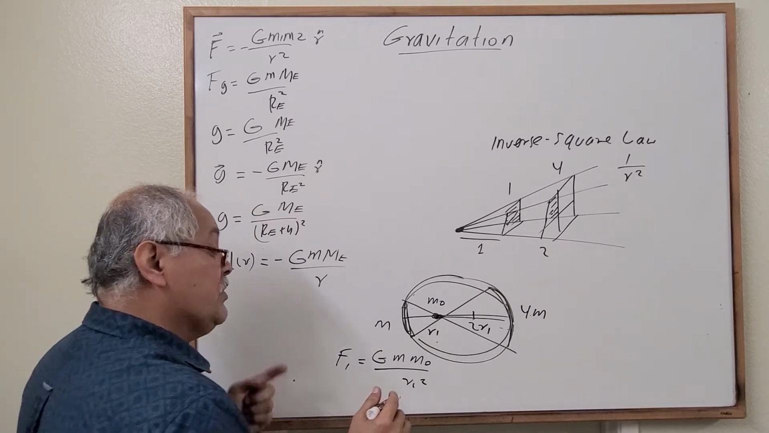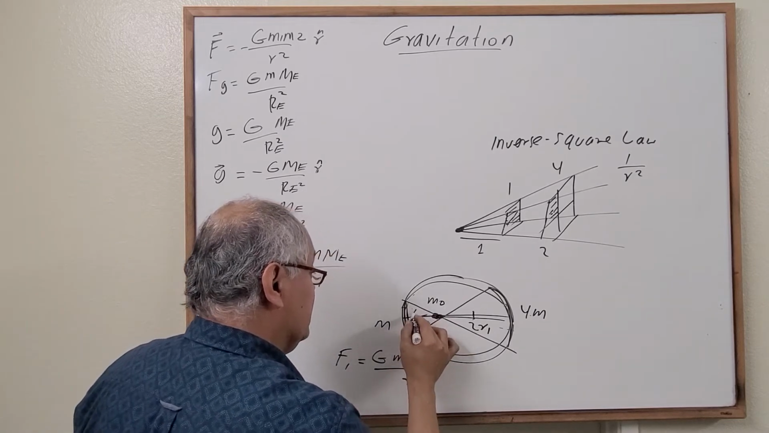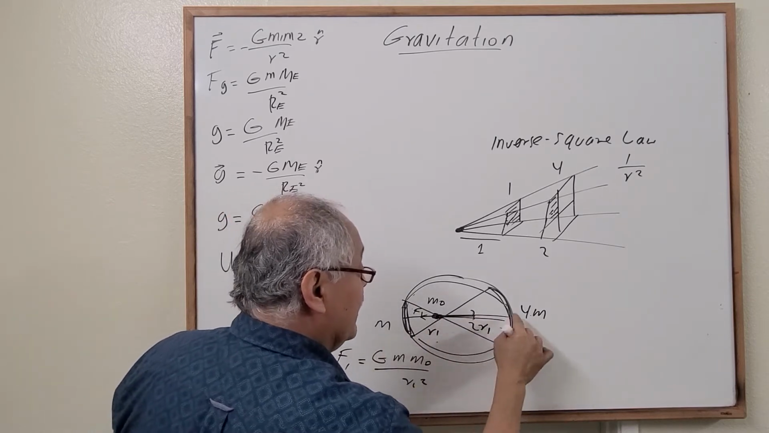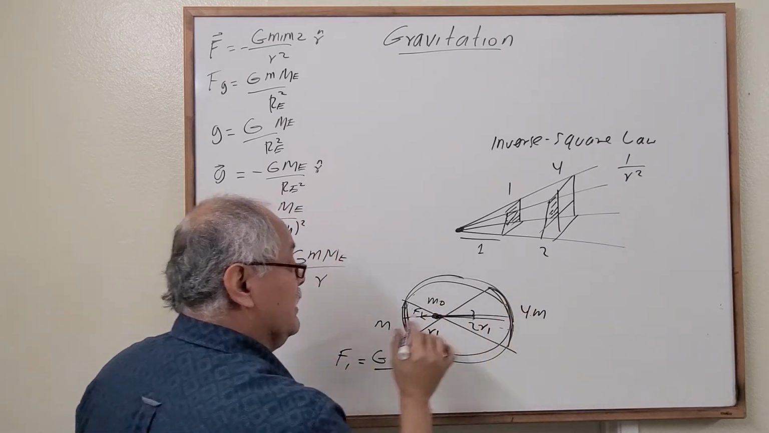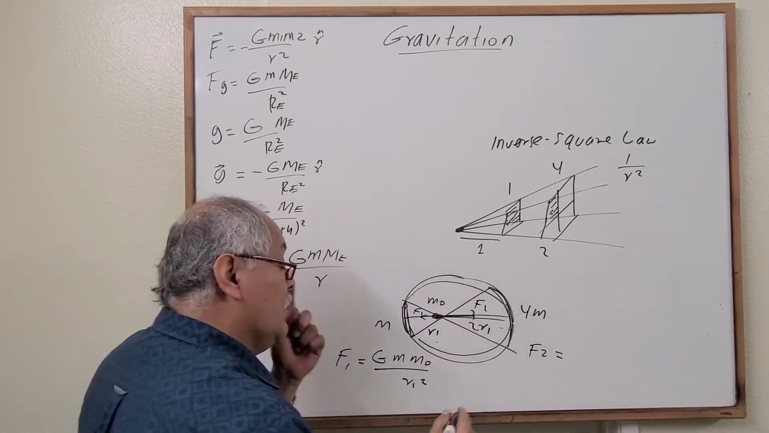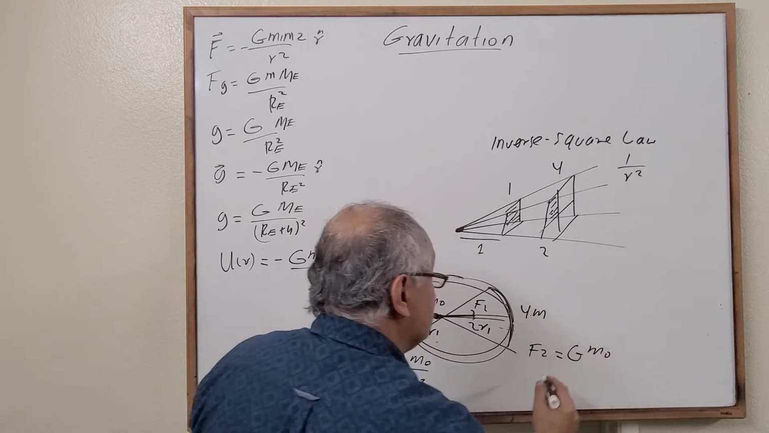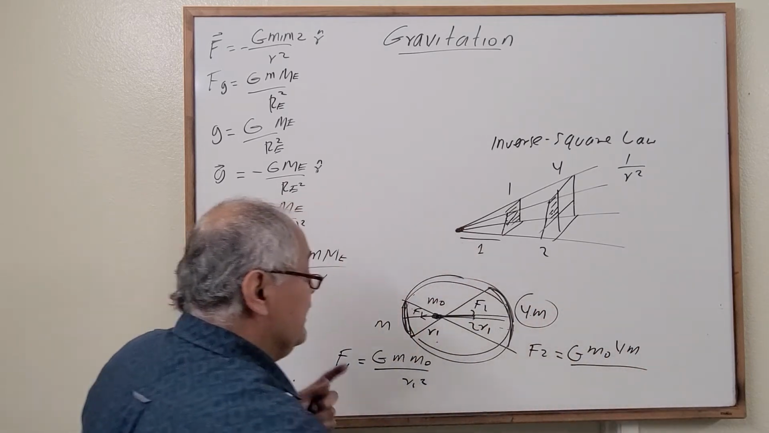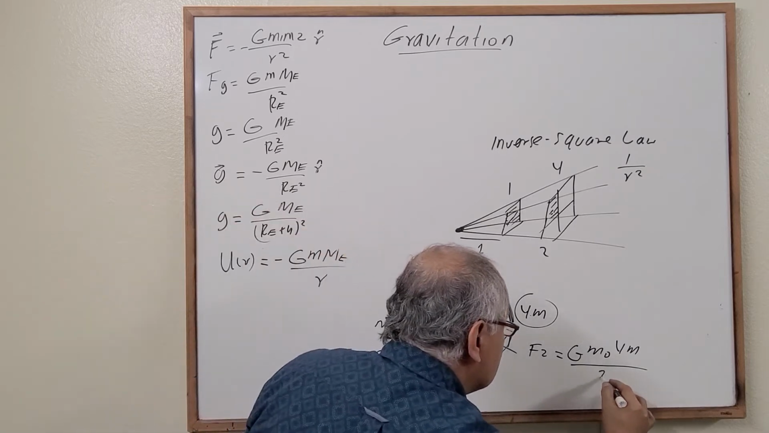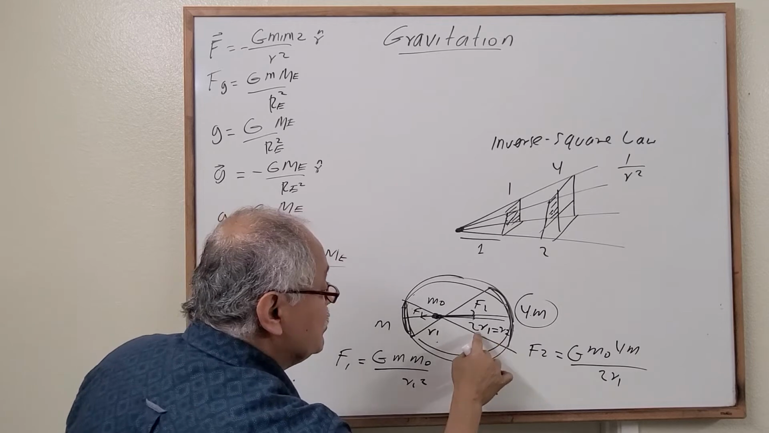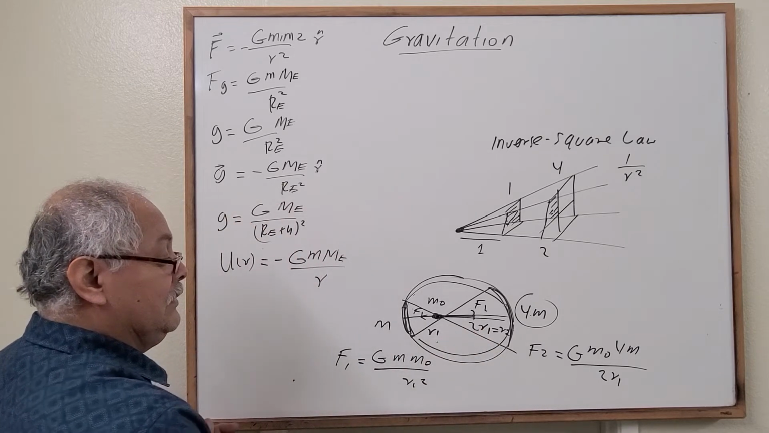What about the force done? This is the force in this direction, let's call it F1. What about the force done by this mass on this test mass? Let's call this F2. Okay, let's do it. So F2 is equal to G m naught. Now what is the total mass? 4m divided by, what is the distance now? It's 2r1. This is actually equal to r2, right? R2 is twice r1, correct?